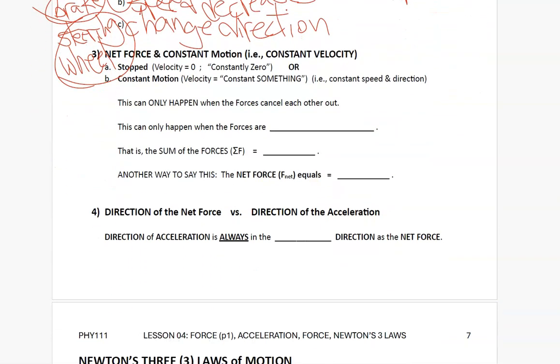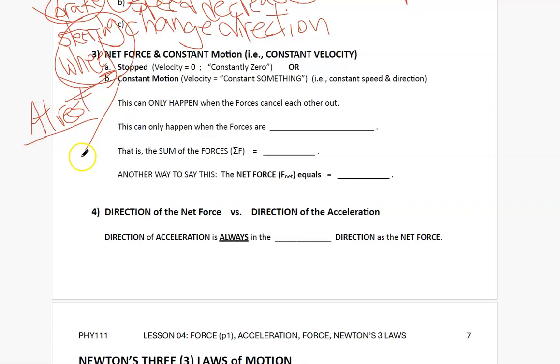All right, so let's look at number 3 here. Net force and constant motion. In other words, net force and constant velocity. Now, there are two ways that you could have constant velocity, two major categories. You can have it constantly zero, that is, the object is stopped. We typically call this at rest. So this is what you see in a question when it says at rest. That object has a velocity of 0 at that point. And if it's that way for the whole problem, that's a constant velocity of 0.